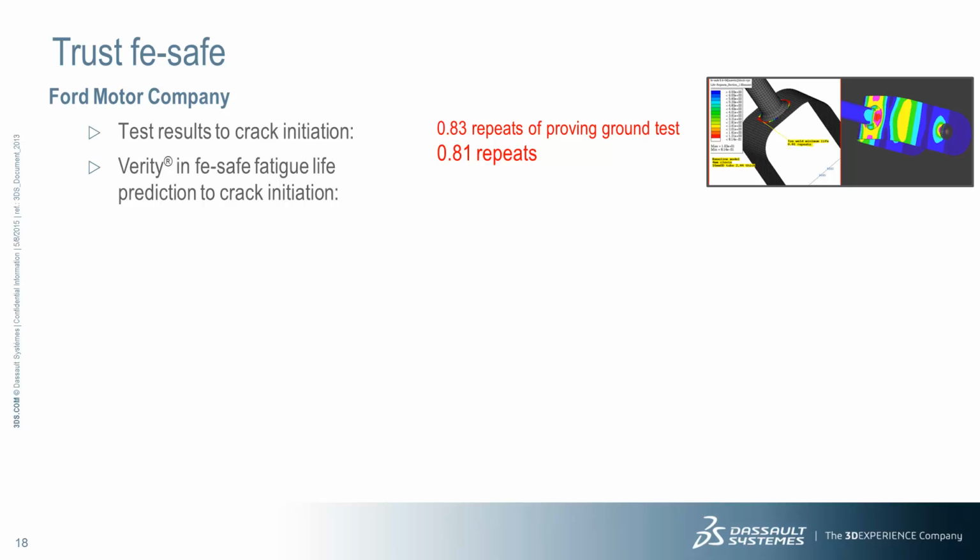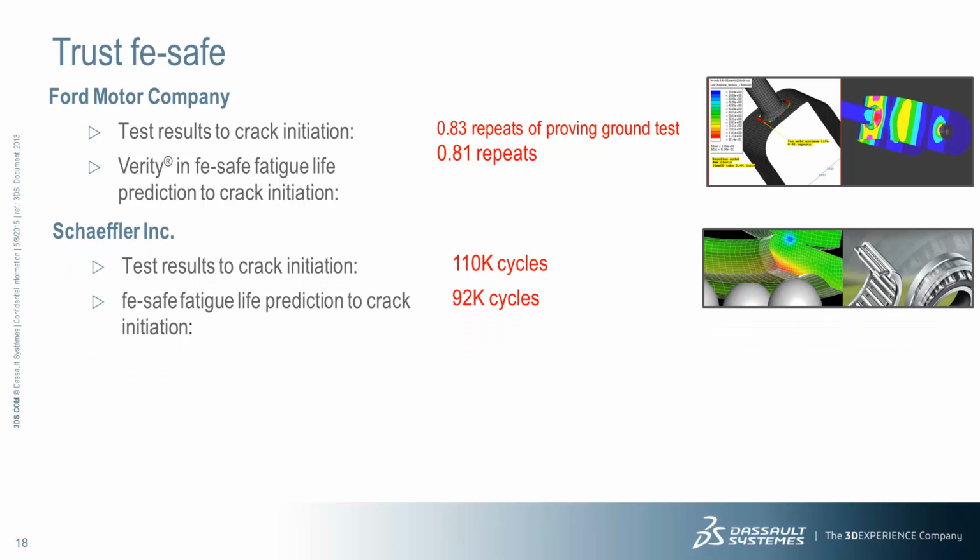Only 0.83 repeats of the proving ground test were encountered before this suspension link started cracking at the weld, and Verity in FE-Safe predicted 0.81 repeats. The second example is a ball bearing from Schaeffler.